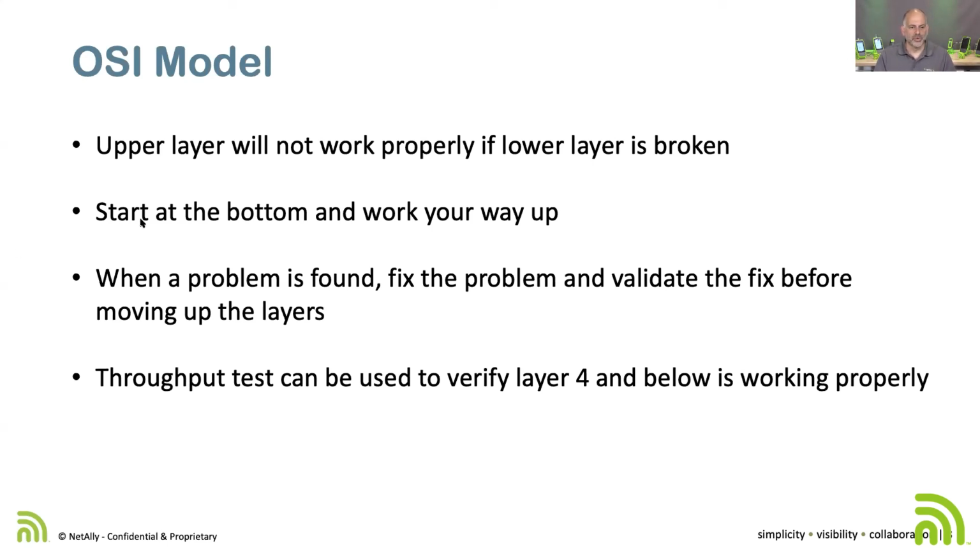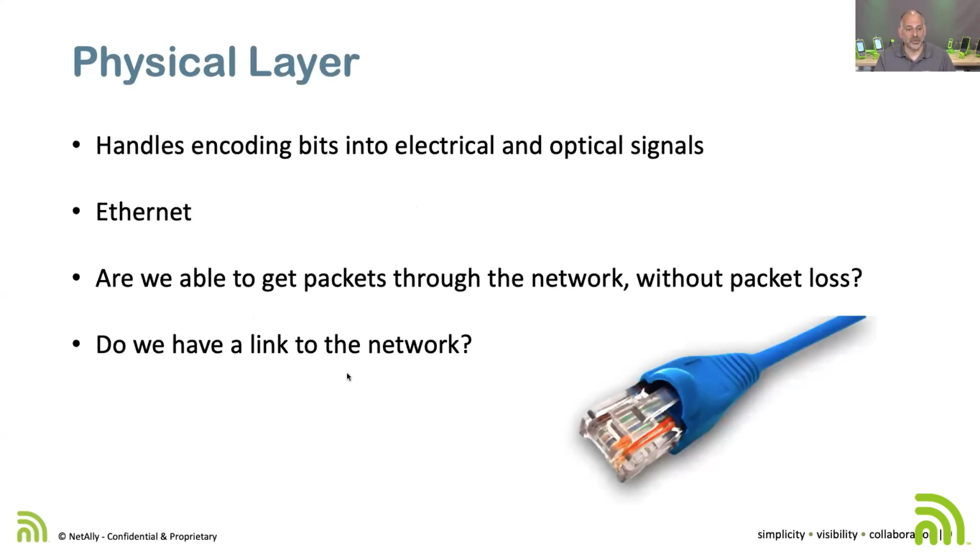So what we do is we start at the bottom, work our way up, and we ensure that each one of those is working. So how do we do that? We need a way to make sure that those lower layers are working properly. Now we can do a throughput test to verify layer 4 is working. We're going to do some throughput testing here. There's a couple of different ways we can do that throughput test. And we're going to see how that throughput test can be an indicator that things are wrong.